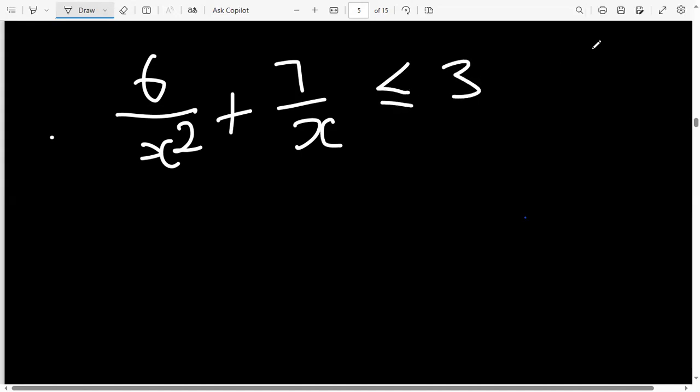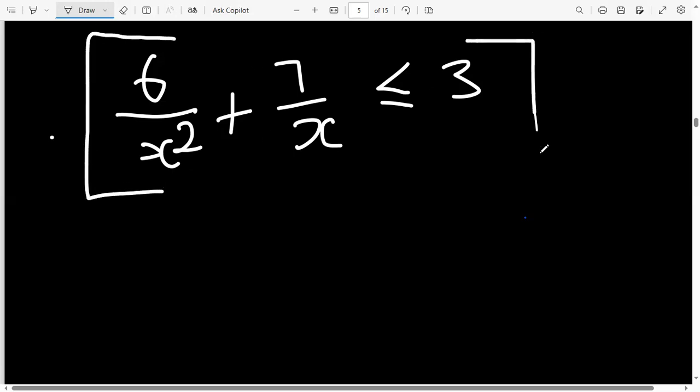The first thing that you want to do here, in order to find the range of values that are solutions, is to multiply throughout by x squared. So if I multiply x squared by 6 over x squared, the x squared cancels. So what am I going to remain with? I'm going to remain with 6.